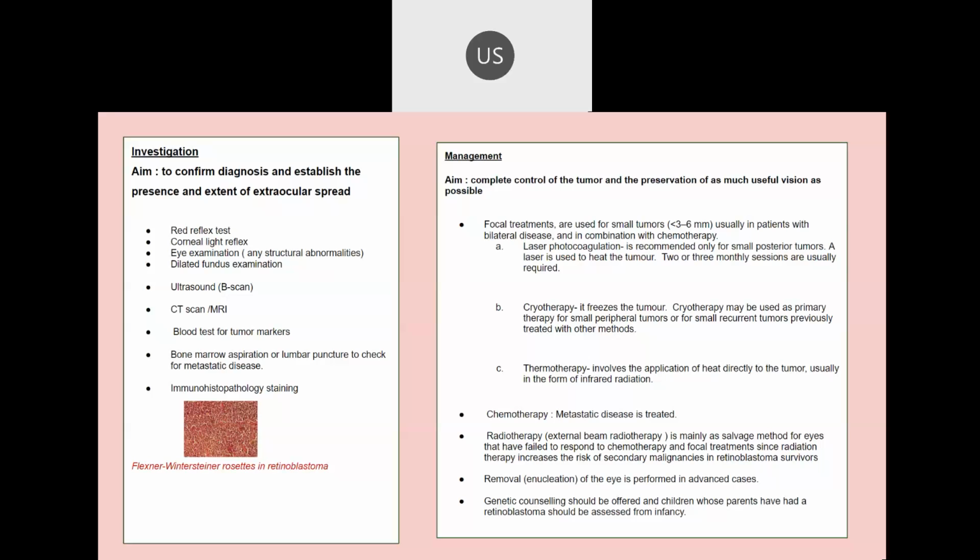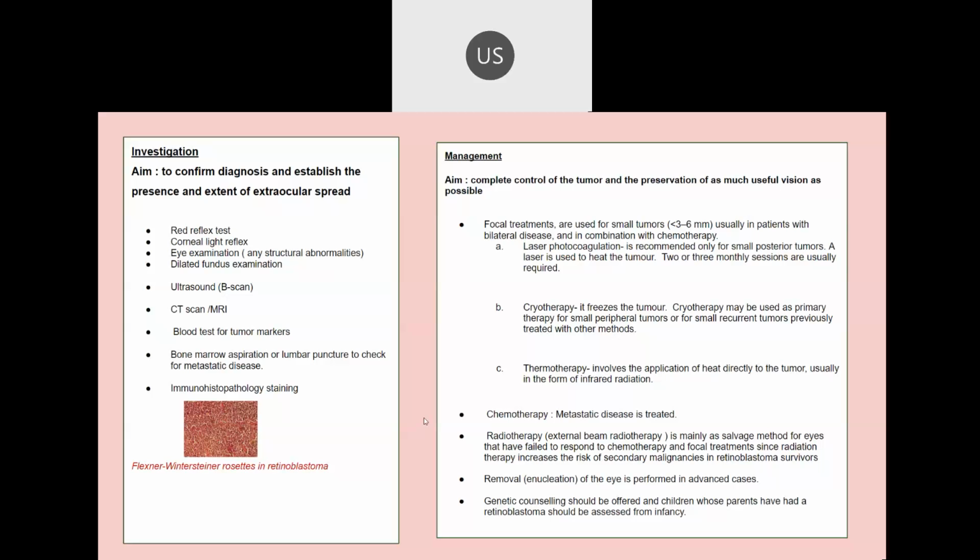And then there is radiotherapy, such as external beam radiotherapy, but it is mainly a salvage method for eyes that have failed to respond to chemotherapy and focal treatment, since radiation therapy may increase the risk of secondary malignancy in retinoblastoma survivors. In advanced cases, such as when the tumor is too big or the vision has been lost, we might do enucleation. Lastly, genetic counseling should be offered, and children whose parents have had retinoblastoma should be assessed from infancy.